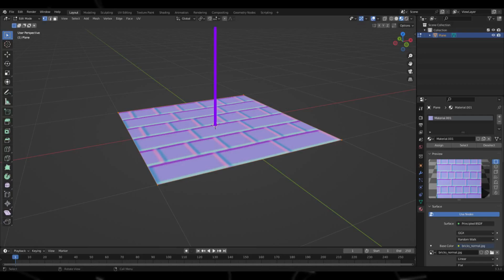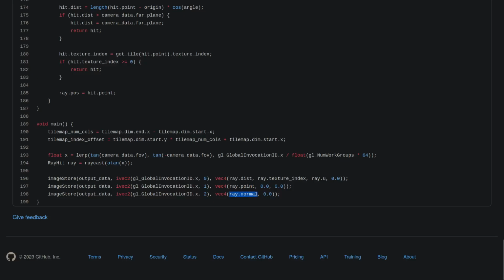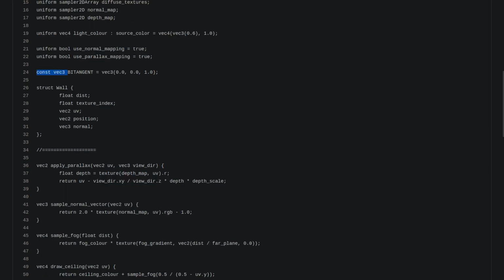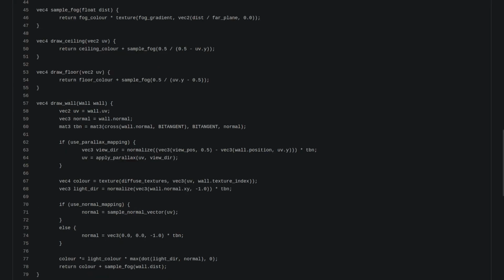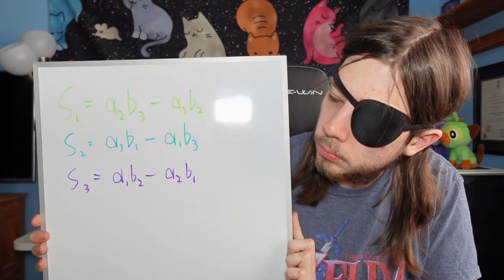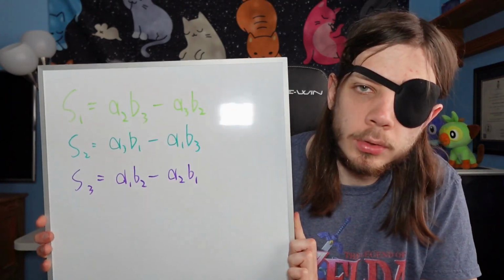The normal vector points away from the texture, whereas the tangent runs in the u direction and the bitangent runs in the v direction. We already have the normal vector, and since all our walls are vertical, the bitangent is always straight down. For the tangent vector, we can actually take a linear algebra shortcut and use the cross operation to obtain the orthogonal vector. How does this work exactly? Your guess is as good as mine.